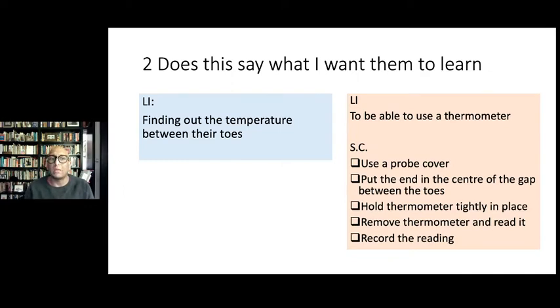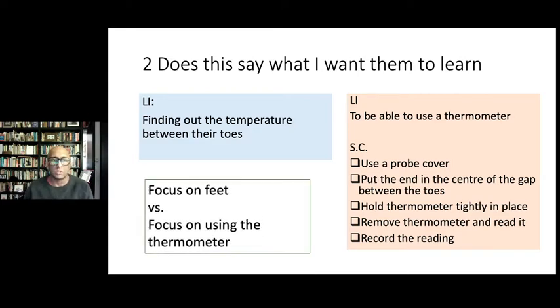Does this say what I really want them to learn? So here's an example again from Shirley Clark. Today's learning intention: we're going to find out the temperature between our toes. Now, is that actually the focus, or is it to be able to use a thermometer? And then here are the ways I want you to use a thermometer, the success criteria.